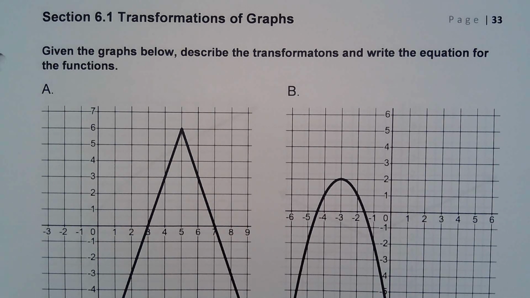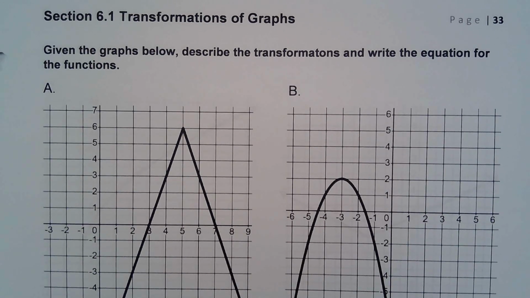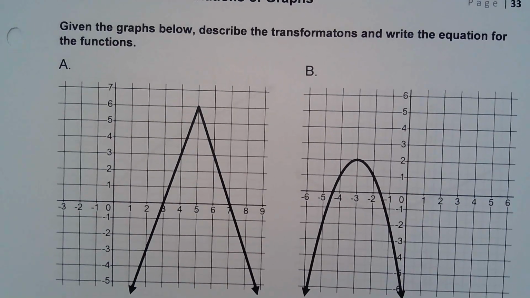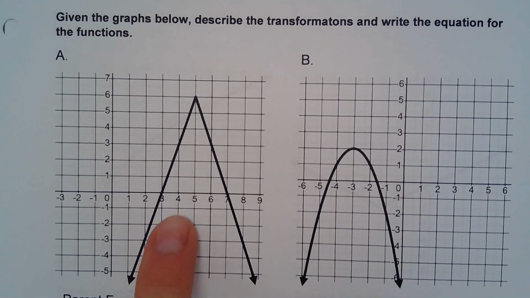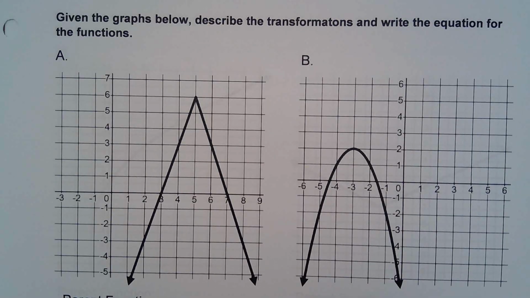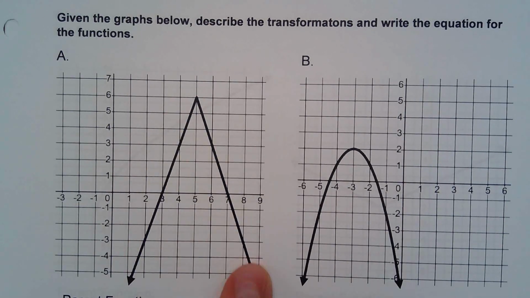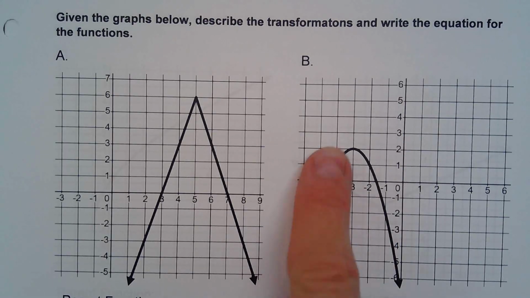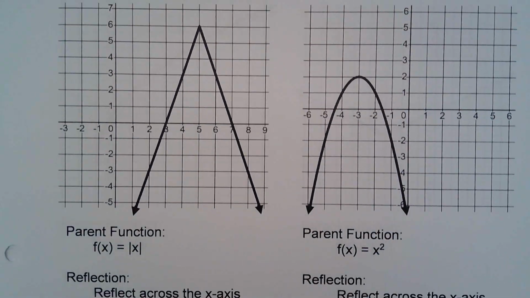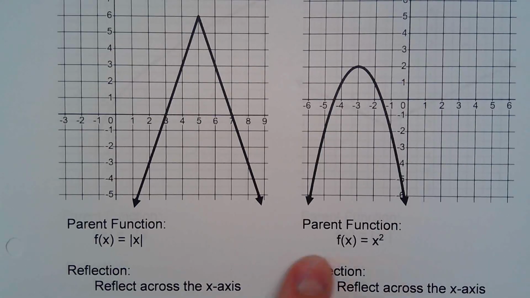So what I'd like to do now is go back to page 33 in our workbook and talk about coming up with an equation of a function given its graph. So I have some examples here that are already worked out. The first thing we do, like before, is identify the parent function. So this would be the absolute value function. This would be the x squared function. So the first step is to identify the parent function.